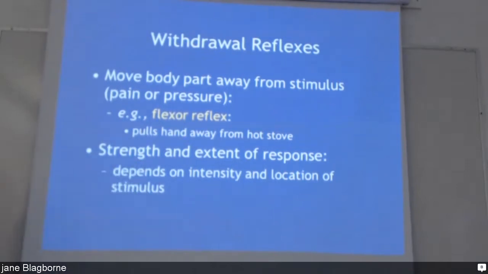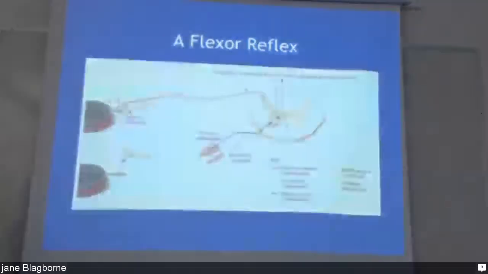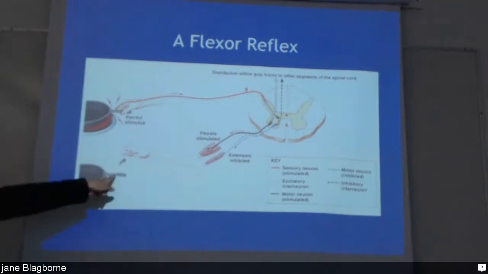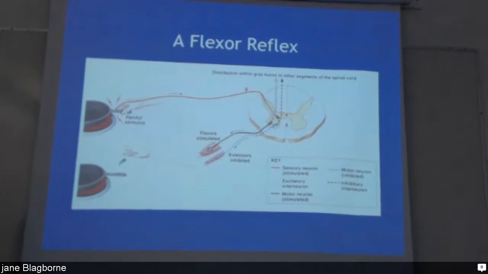So if you had, trying to think, say a burn, it depends how bad the burn is, how fast you're going to respond to it, or how hot that pan is. A flexor reflex is, like I said, the hot pan, and you pull away from it as quickly as you can.